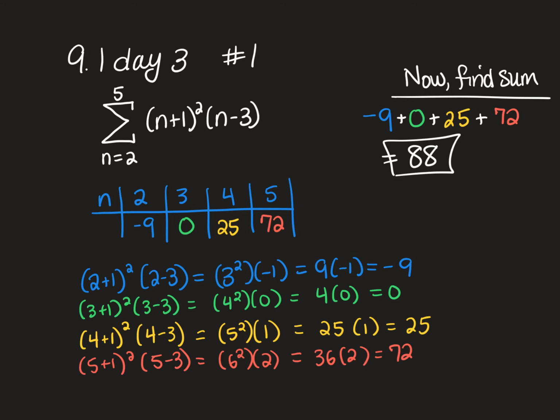Okay, so I've got all my work here. I'll talk through it really quickly. I found each of the terms. So when n was 3, I got 0. When n was 4, I got 25, and when n was 5, I got 72, and I just have those listed here. And remember that this summation symbol means find the sum of those terms. So I just add those terms together, and I get my sum of 88.